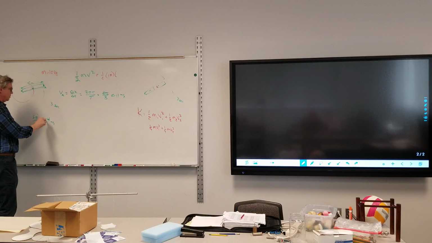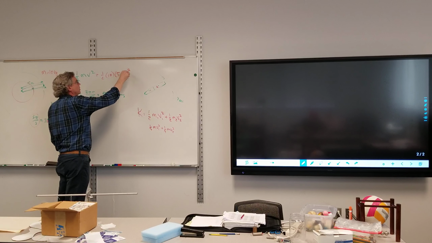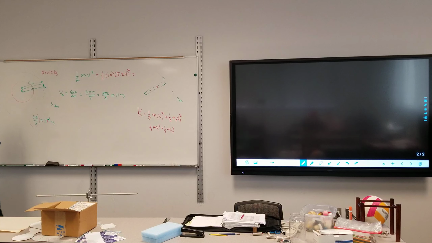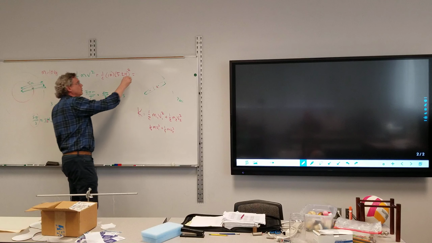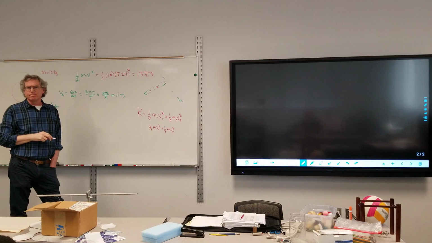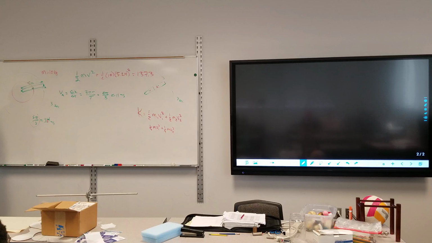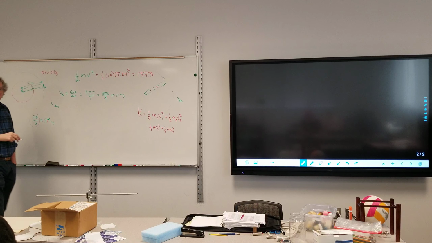5.24. 5.24 squared. And what is the kinetic energy if using the middle as our approximate? 137.3. Unit? Joules. Yes, like a unit. Joules.